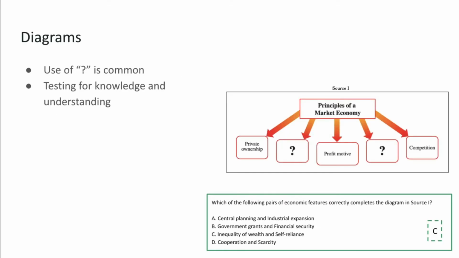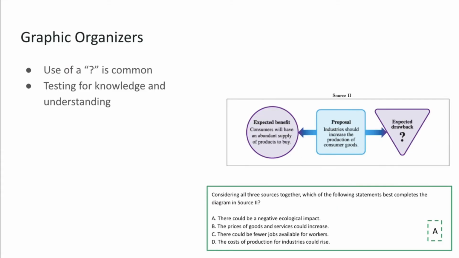After hierarchies, diagrams. Diagrams are really good for knowledge-based types of questions. So these are your question mark types of questions where you have to identify what the question marks are. After diagrams, we have some graphic organizers. And again, it's testing your knowledge and understanding. So these are knowledge-based. Very common to see those question marks there.